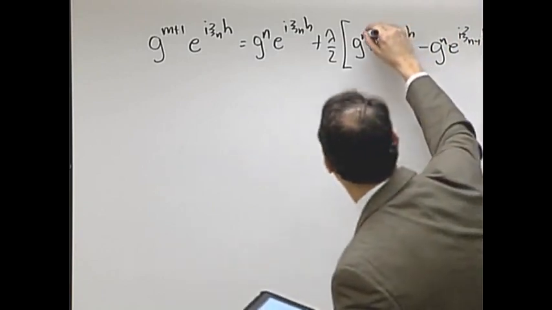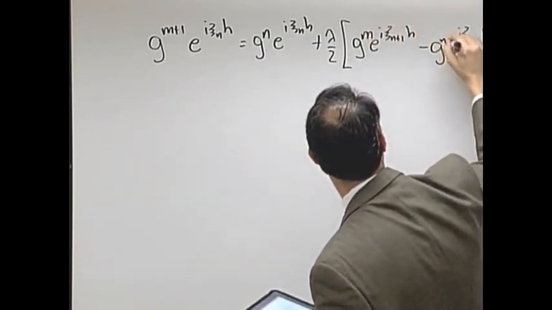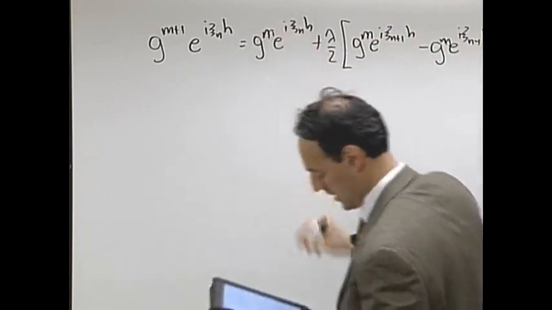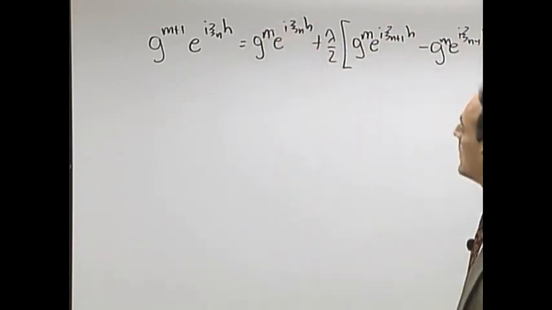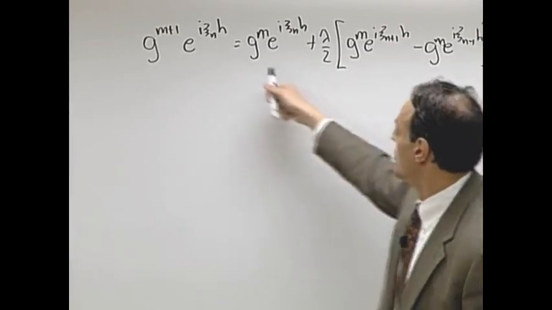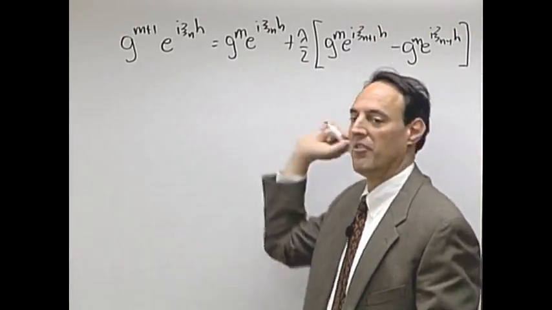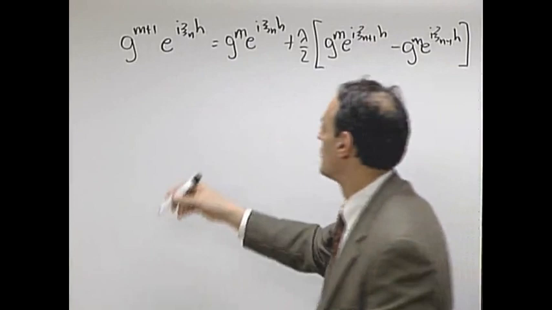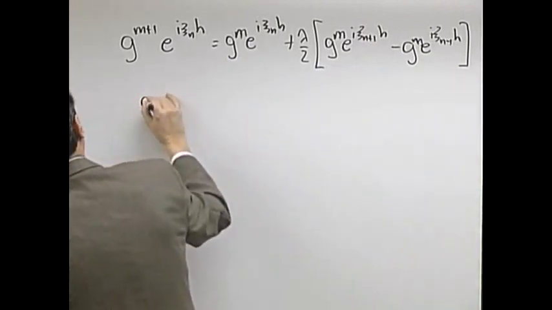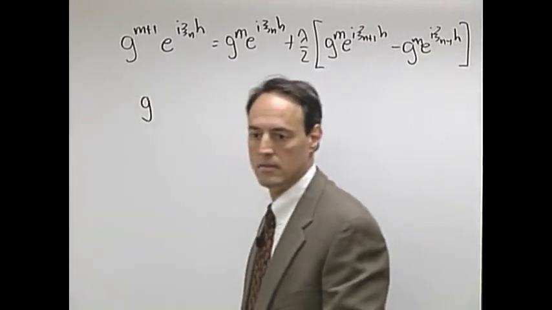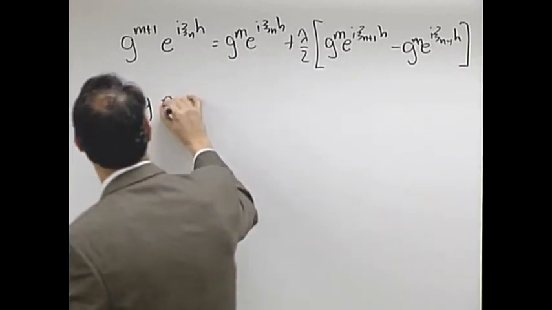Oh, these are m's. Sorry. G of m. Okay? All right, notice there's a g of m, g of m, g of m, g of m plus 1, so I can divide through by g of m. And I just get a g on this side. Okay? So let's do this out.